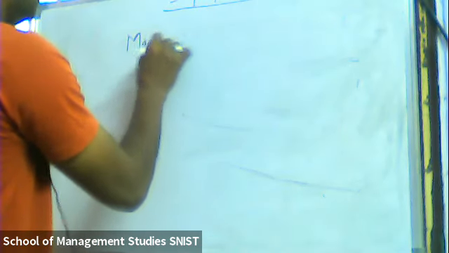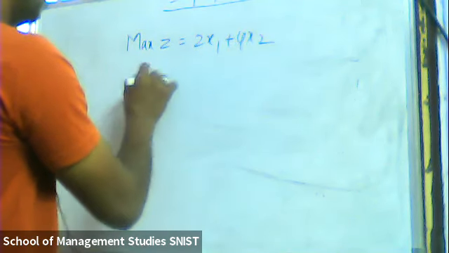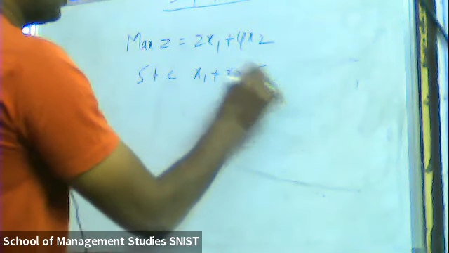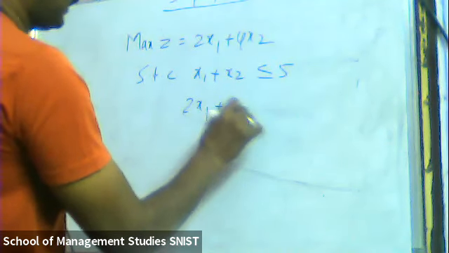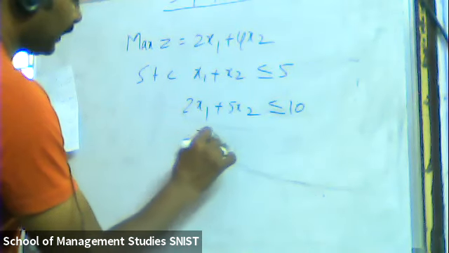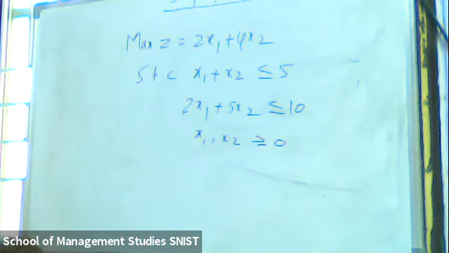Okay, now see, I'm writing: maximize z equals 2x1 plus 4x2, subject to the constraints x1 plus x2 less than or equal to 5, 2x1 plus 5x2 less than or equal to 10, with the non-negativity restriction x1, x2 greater than or equal to 0. This is your problem. They gave a problem like this: solve the following problem by using the simplex method. Is it clear?